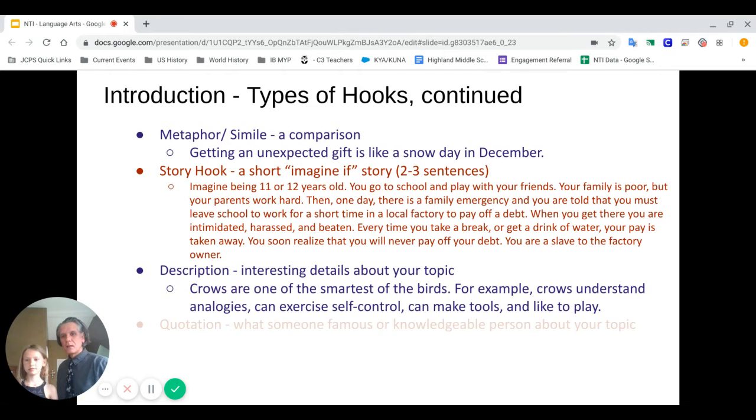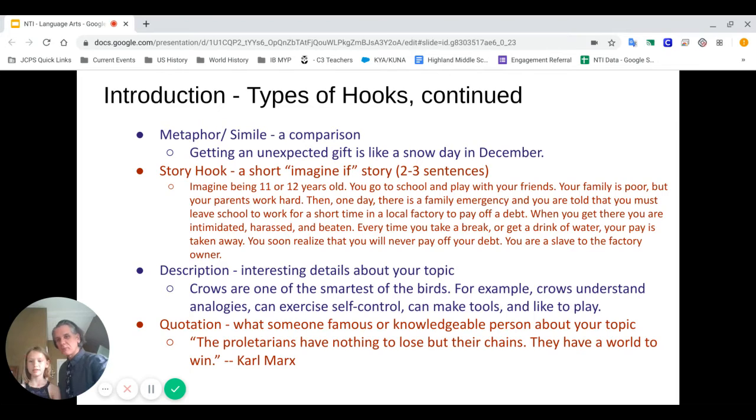Yeah. And lastly is a quotation. It's what someone famous or knowledgeable says about your topic. That one doesn't read right, does it? All right, when you all read this, ignore the word person in there. It doesn't make sense. You ready to read this quotation? Mm-hmm. All right.